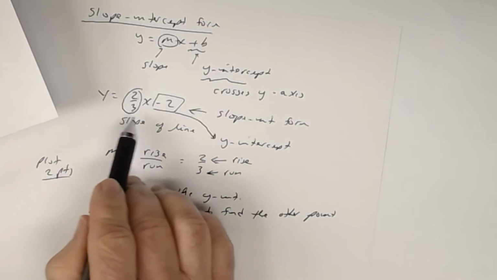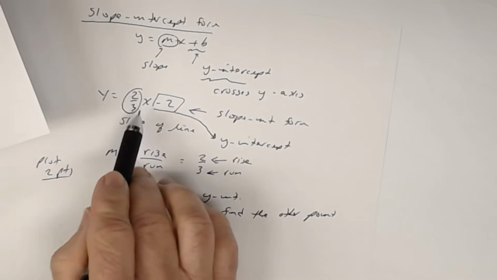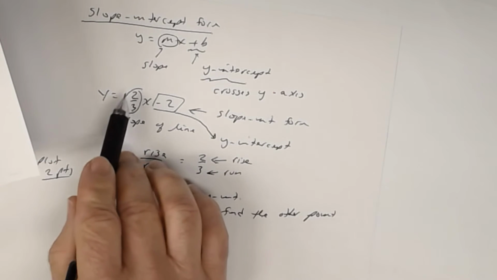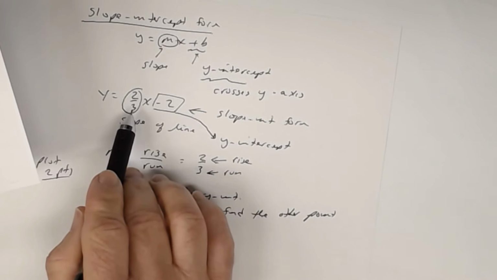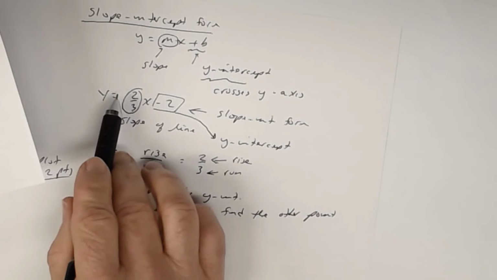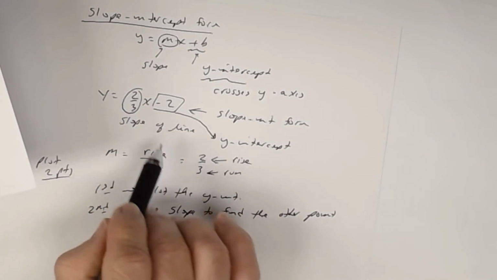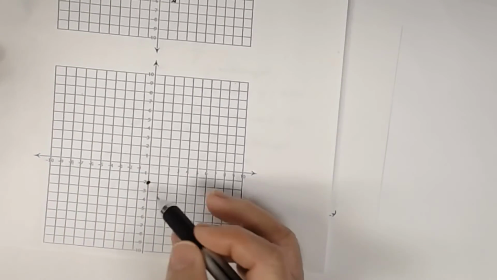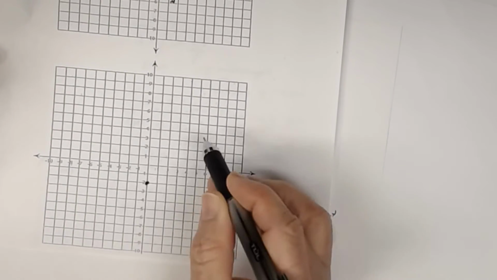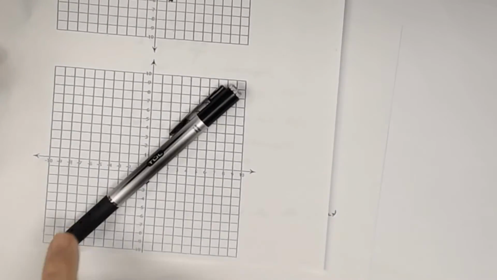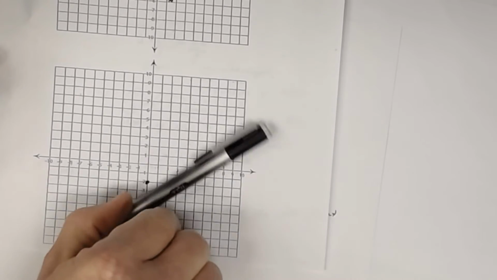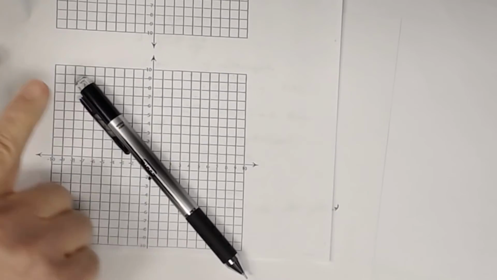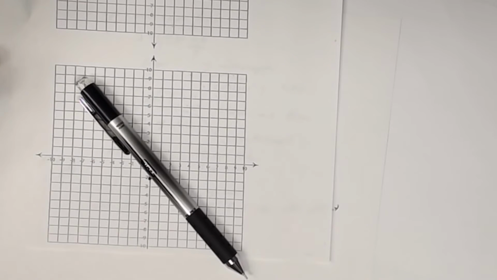Now remember, and if you don't remember this, it's going to be in the lessons, but if the slope is positive, the line rises. If the slope is negative, the line falls. So this slope is a positive 2/3. So when I graph it, it better be rising like this. If it were negative, it would fall from left to right. It would look like that.